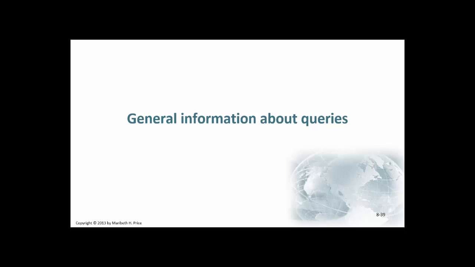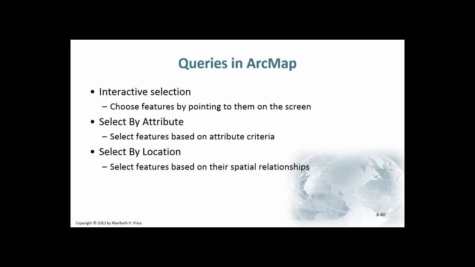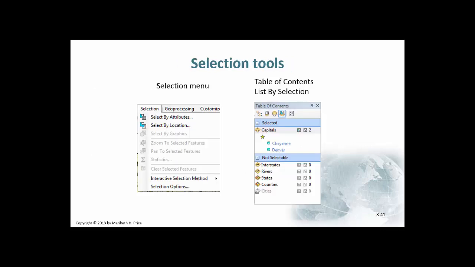The next few slides demonstrate general information about queries. There are three ways to select features using ArcMap. 1. Interactive selection means you use the mouse to pick them from the map or table. 2. Select by attributes by querying the attribute table. 3. Select by location by using a spatial query. The end result is exactly the same, regardless of how you select the features. The features are highlighted, selected, and ready for further processing.